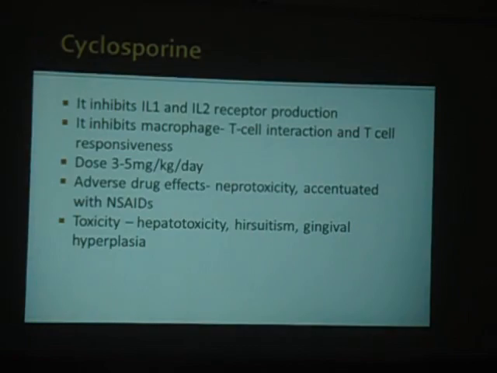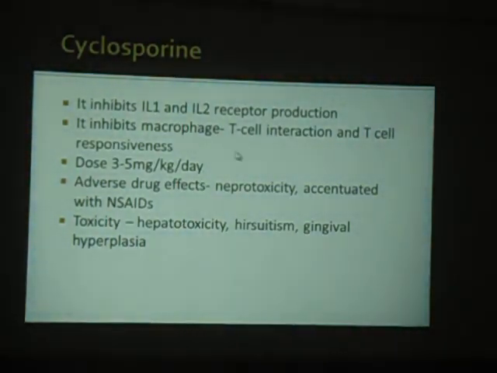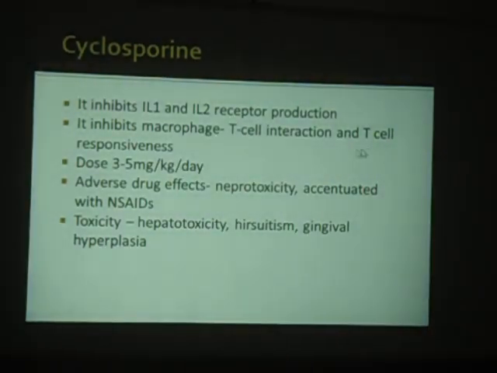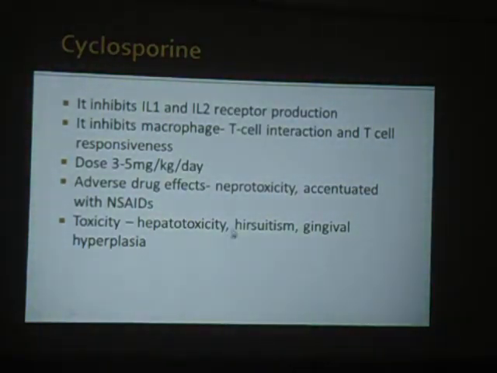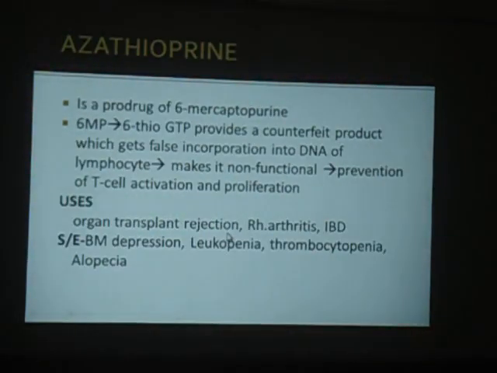Coming to the next drug, that is cyclosporine. Cyclosporine is an interleukin inhibitor or chemokine inhibitor. Interleukin 1 and 2 receptor production is inhibited, and it inhibits the macrophage T cell interaction, whereby it can inhibit the cells which can go into the joints and cause inflammation. Adverse effects here are nephrotoxicity, and it can be accentuated with NSAIDs. So if we use cyclosporine plus NSAID, the toxic effect can be increased.